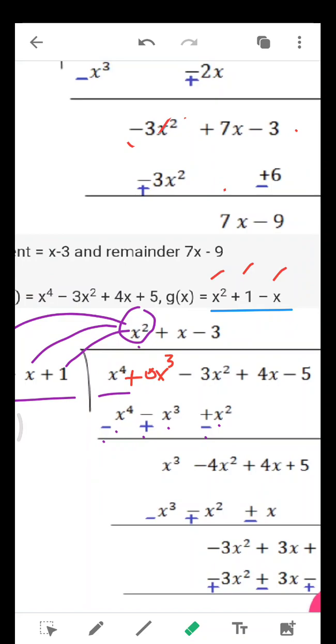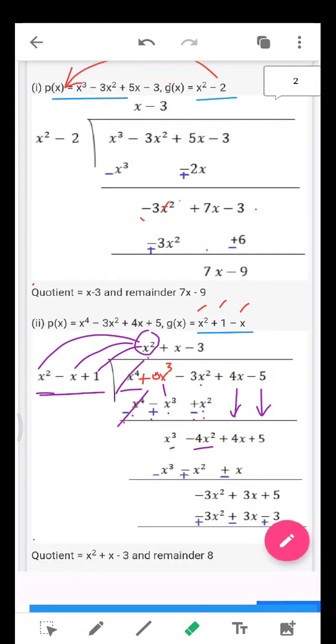Let's subtract it now. Plus x power 4 minus x power 4 gets cancelled. 0. Plus x cube becomes x cube. Minus 3 minus x square becomes minus 4x square. Plus 4x and plus 5 comes as it is. Now again following the same procedure, dividing the first term.